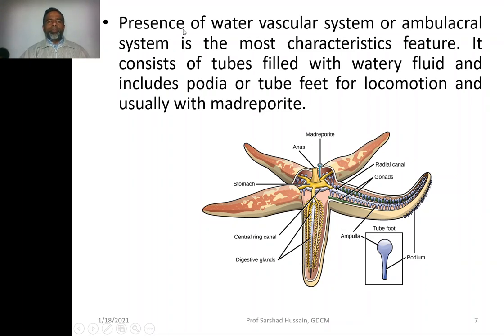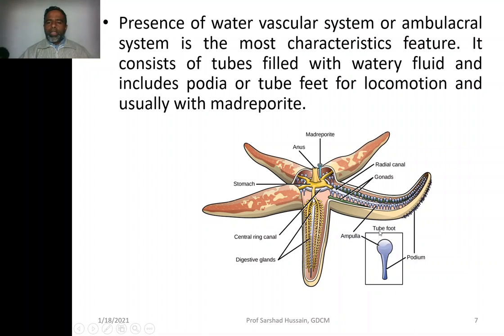Now look at the water vascular system. Water vascular system is also called the ambulacral system. It is the most characteristic feature of phylum Echinodermata. It consists of tubes. You can see here this blue ring, this tube, and then the tube feet. These tubes form the water vascular system. The yellow one above is the digestive system, but below it is the water vascular system. It is called the water vascular system because all these tubes remain filled with water. They include the podia, the tube feet. One tube foot is enlarged over here.